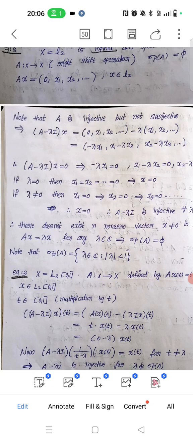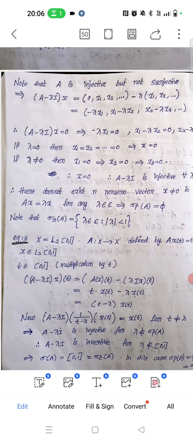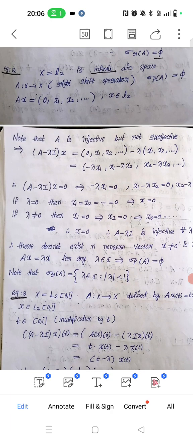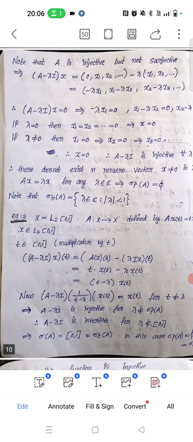Sigma R of A is equal to the open unit disk in the complex number system, the set of lambda element of C such that mod lambda less than 1. So notice that for the right shift operator, sigma P of A is empty, sigma R of A is the open unit disk, okay, centered at the origin.